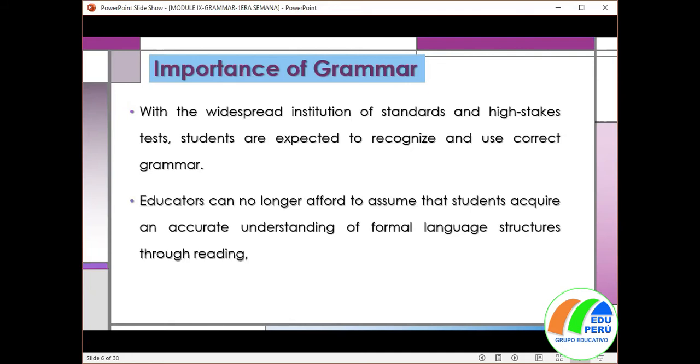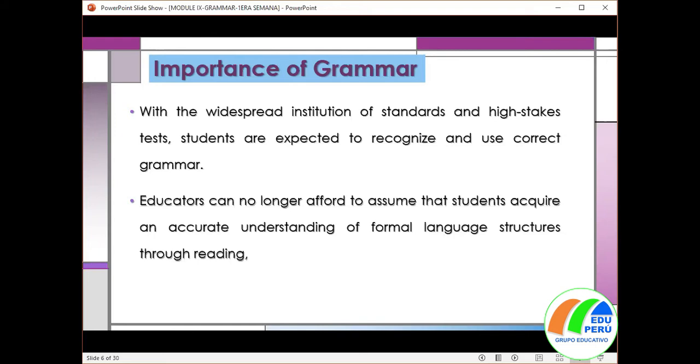Educators can no longer afford to assume that students acquire an accurate understanding of formal language structures through reading. Sometimes we say, if they read a lot, they are going to acquire this grammar. They could do it in a natural way, but sometimes they need to analyze this structure of formal language. Notice that we are talking about formal language.